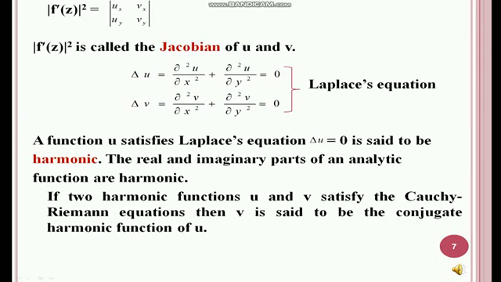Next, we define the Laplace equation. Delta u equal to ∂²u/∂x² plus ∂²u/∂y² equal to 0. Delta v equal to ∂²v/∂x² plus ∂²v/∂y² equal to 0. These equations are known as Laplace equations. A function u that satisfies the Laplace equation delta u equal to 0 is said to be harmonic. The real and imaginary parts of an analytic function are harmonic. If two harmonic functions u and v satisfy the Cauchy-Riemann equations, then v is said to be the conjugate harmonic function of u and vice versa.